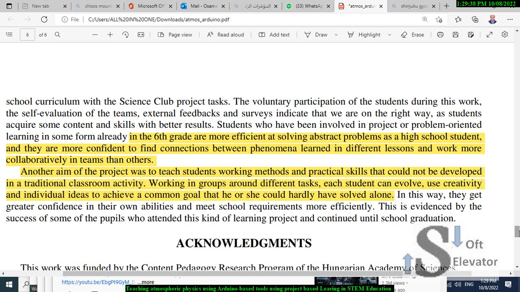Another aim of the project was to teach students working methods and practical skills that could not be developed in traditional classroom activity. Working in groups around the different tasks, each student can evolve, use creativity and individual ideas to achieve a common goal that he or she could hardly have solved alone.